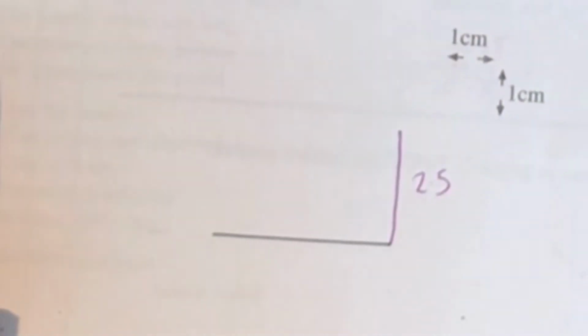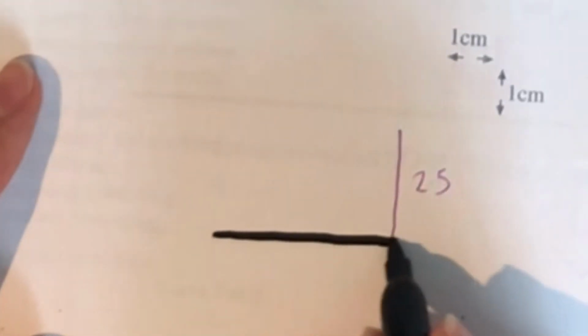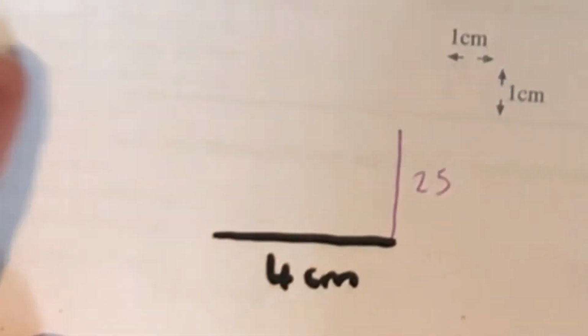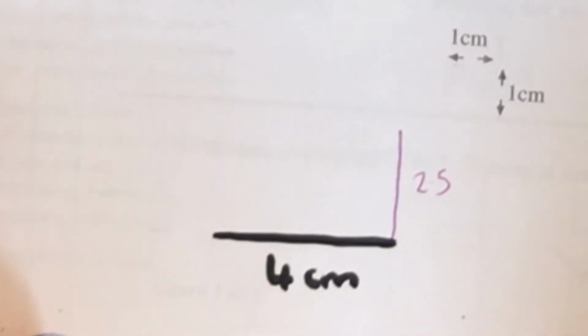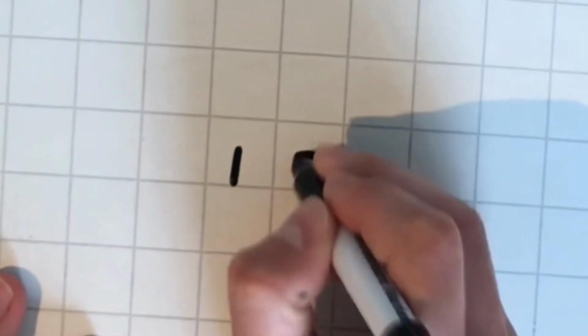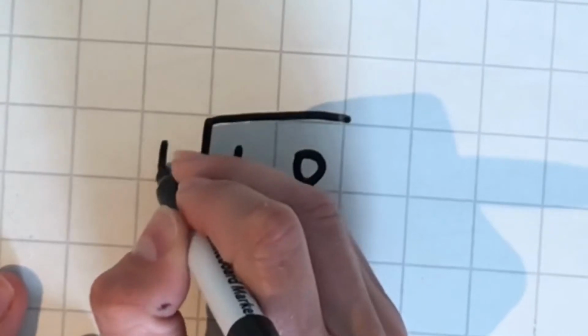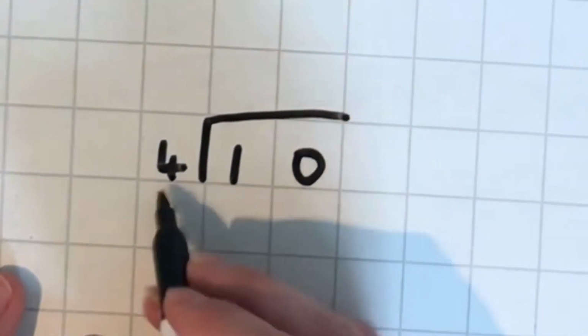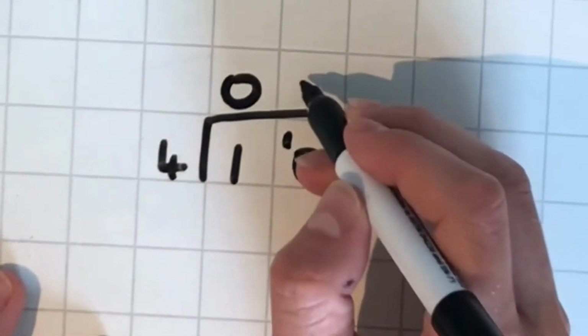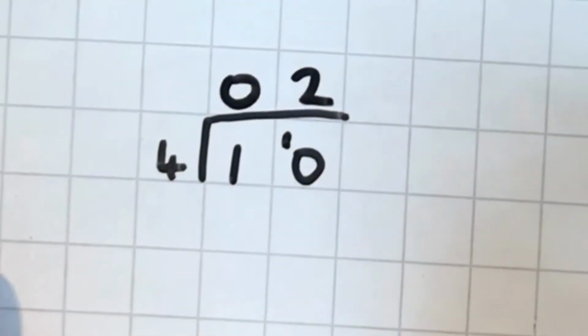Question 32 is a tricky wee question. You've got one line, and that line is 4 centimetres long, and the area is 10 centimetres squared. What you had to think about was, what do you multiply by 4 to get 10? To work that out, you could do 10 divided by 4. 1 divided by 4 you can't do. 10 divided by 4 is 2, but you've got 2 left over.